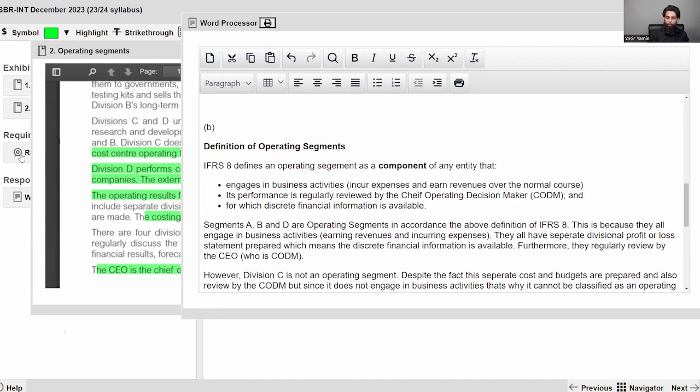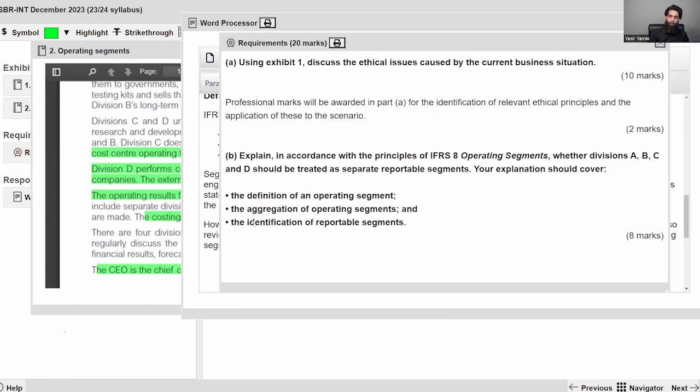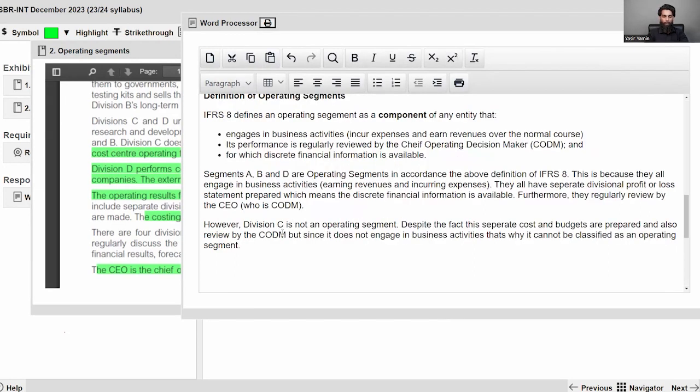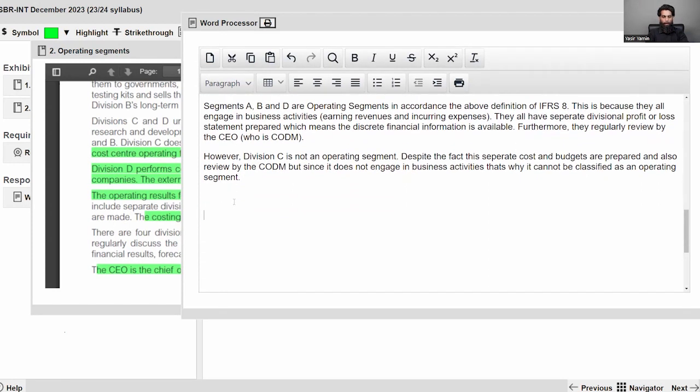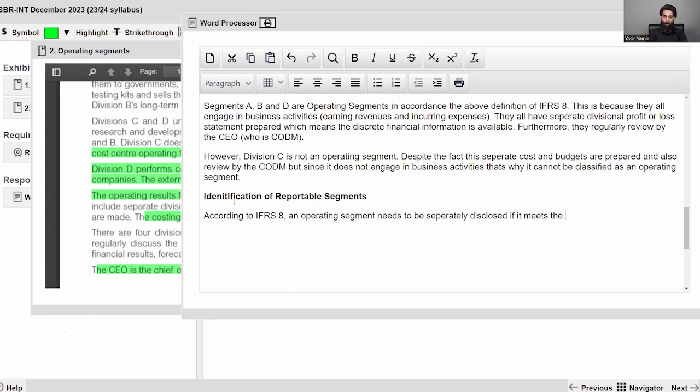The other thing that we had to do was about aggregation and then identification. Maybe first I can do the identification part. That's more convenient for us, right? So let's do the identification of reportable segments part. Can anybody tell me what were the three possible criteria under IFRS 8? We'll use our two golden words, which are "according to". So according to IFRS 8, an operating segment needs to be separately disclosed if it meets any of the following criteria.